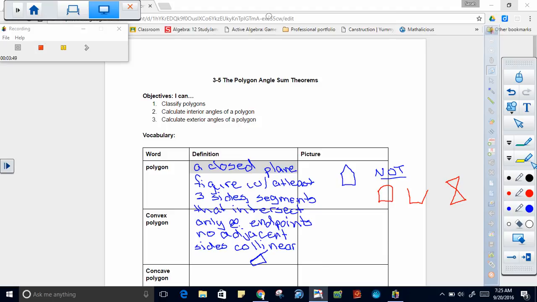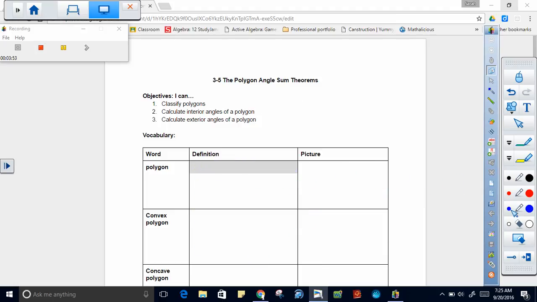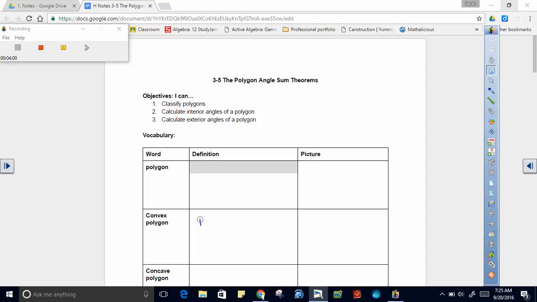Alright, I'm going to get rid of all of that just so you have more space to write. Your next definition is a convex polygon. That means that there are no diagonals with points outside the polygon.